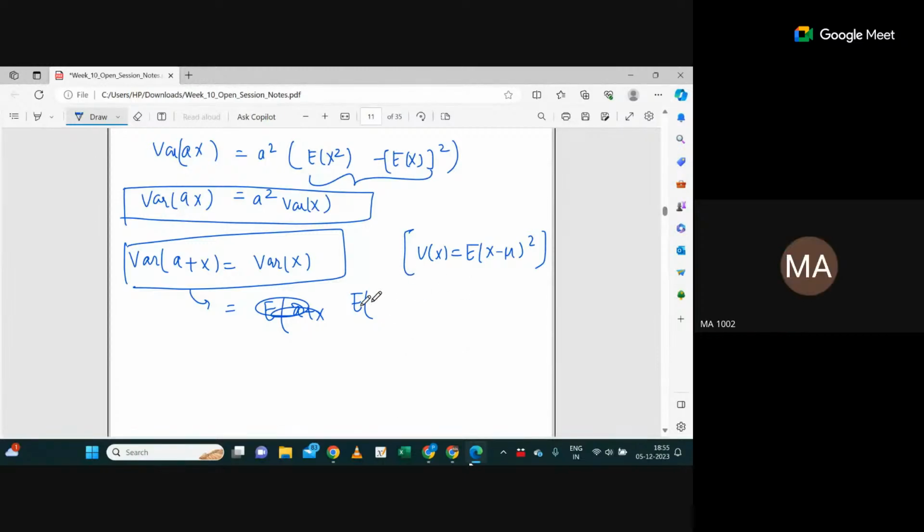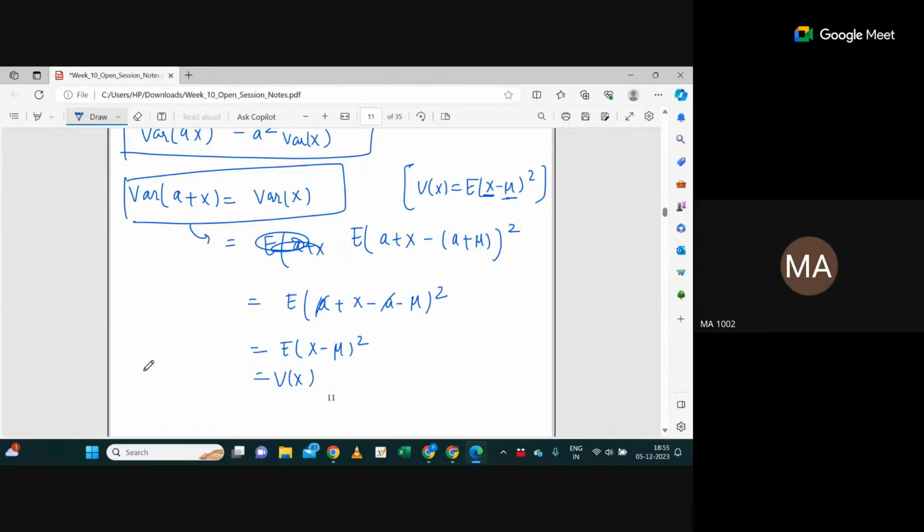So what about the variance of aX? If I add a constant, I can simply add a to x, and in the mean itself, the mean will also be shifted by a. Then the a will cancel out, and I will again get the expectation of (x minus mu) whole square, which is nothing but the variance of x. It doesn't matter whether I add or subtract a constant, but the variance will be affected by multiplication or division of a constant in that random variable.